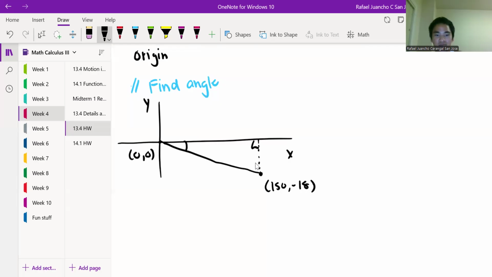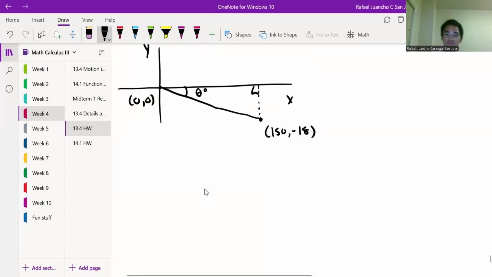This is the angle it was thrown. We'll call it theta. And this is what we're trying to find. I'm pretty sure it's asking for it in degrees, so we're gonna say in degrees here. So to find that angle, what do we know?